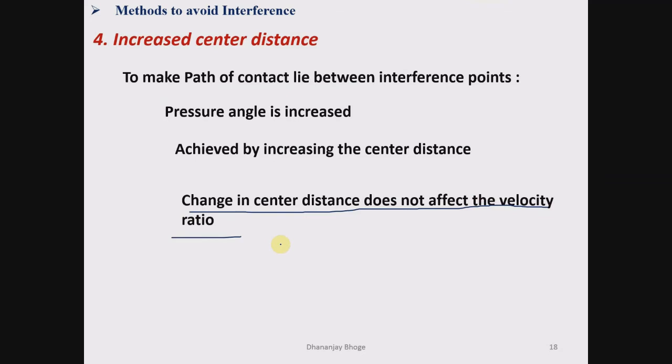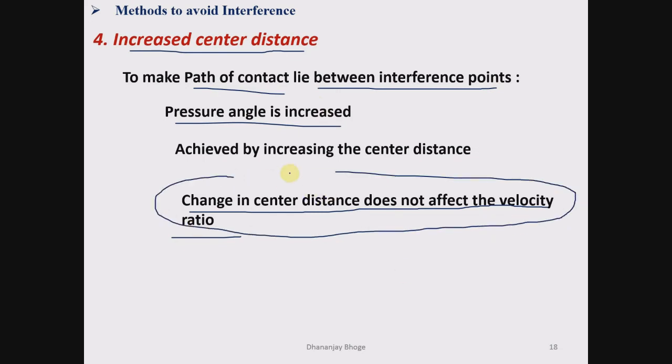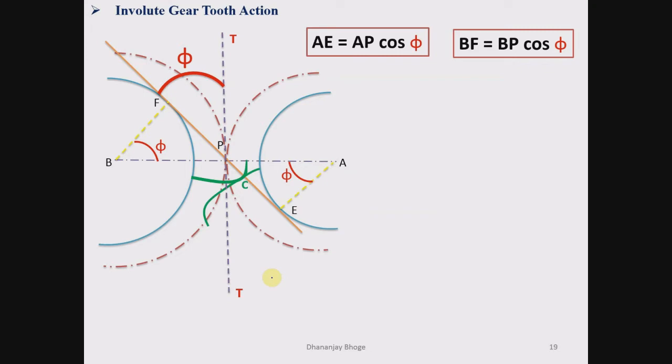Okay. So just remember that increasing the center distance will change the pressure angle, and this will make sure that path of contact always lies in between the interference points. Okay. And this is possible because change in center distance doesn't affect the velocity ratio in case of involute gears. Okay. We have seen this. Revise this, okay? You might be remembering this diagram. We have drawn this number of times.